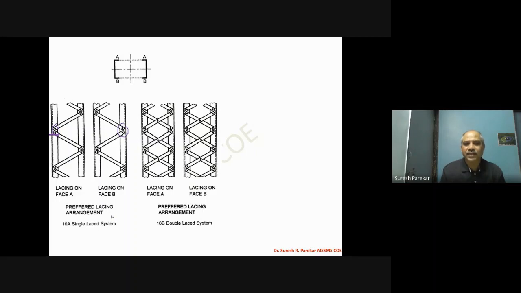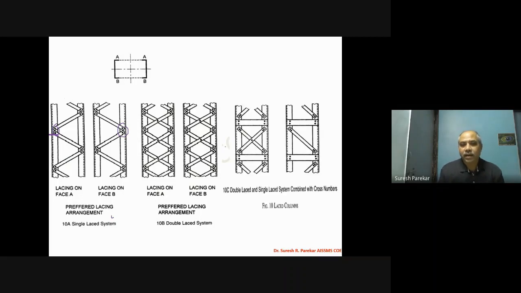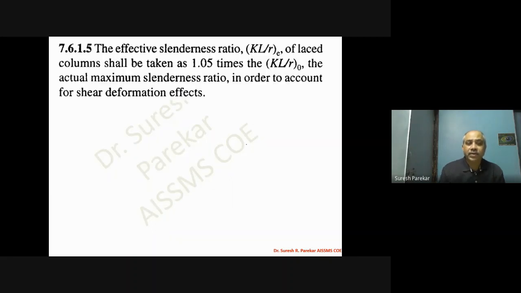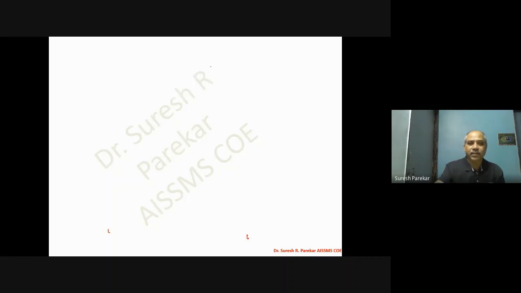Similarly, for double lacing we have it in this fashion. Then for double lacing with crossbars, these are not going to be connected, that is, crossbars and lacings are different. Then the effective slenderness ratio, to calculate FCD or capacity of the column, we have to increase by 5%, as per clause number 7.6.1.5.